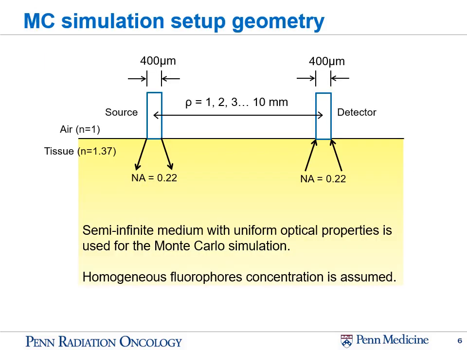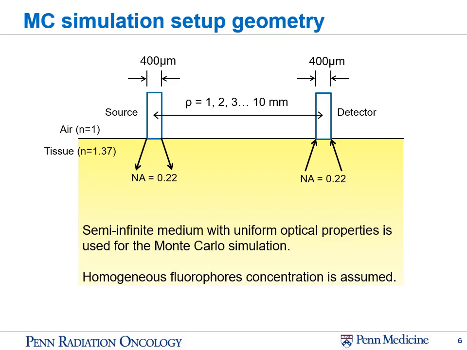This is the setup geometry for the Monte Carlo simulation. Generally, a semi-infinite tissue model with a single air tissue boundary was used. The refractive index of air is 1, and the refractive index of tissue is set at 1.37. Uniform tissue optical properties were used, and the concentration of fluorophore was assumed to be homogeneous within the tissue.